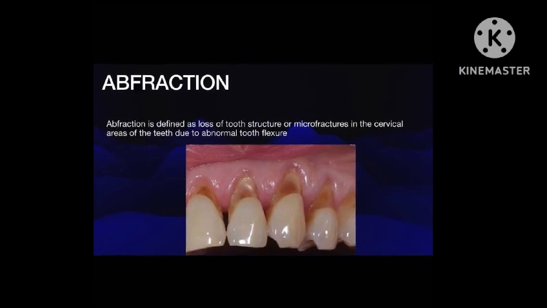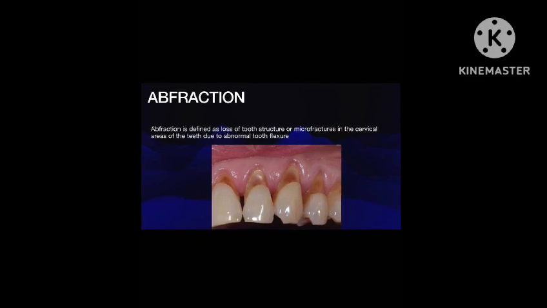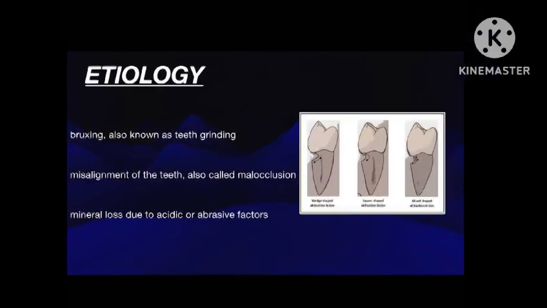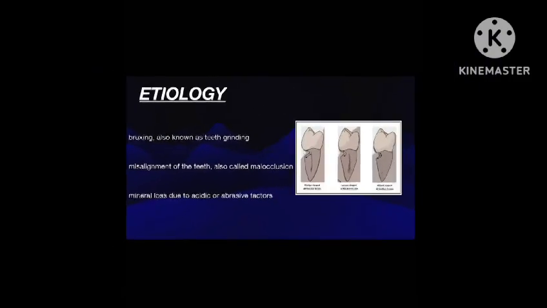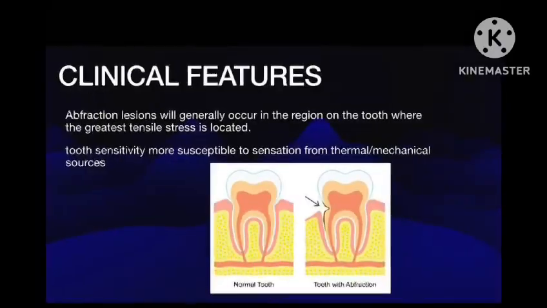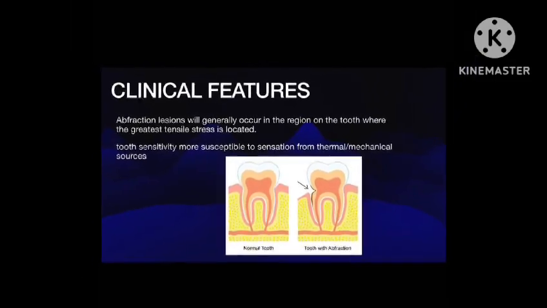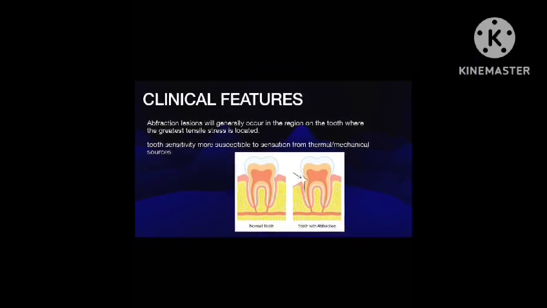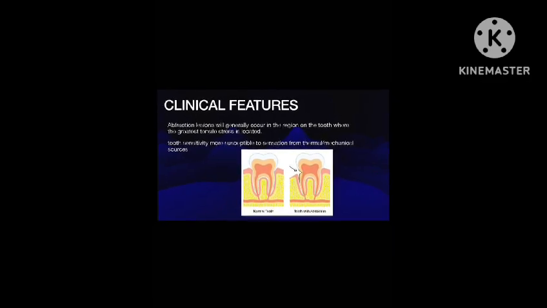Abfraction is defined as a loss of tooth structure or microfractures in the cervical areas of the tooth due to abnormal tooth flexure. Etiology: bruxism, also known as teeth grinding, misalignment of the teeth, that is malocclusion, and mineral loss due to acidic or abrasive factors. Clinical features include abfraction lesions generally occurring in the region of the teeth where the greatest tensile stress is located. Tooth sensitivity: the tooth is more susceptible to sensation from thermal or mechanical sources.